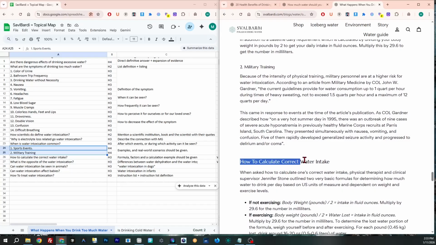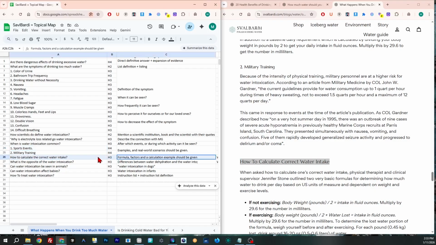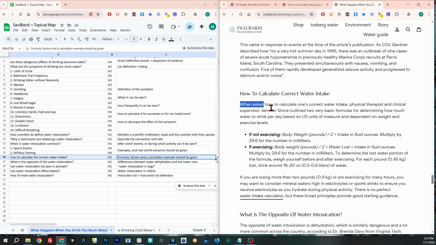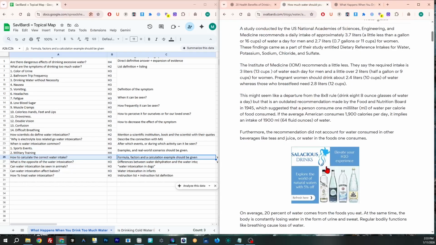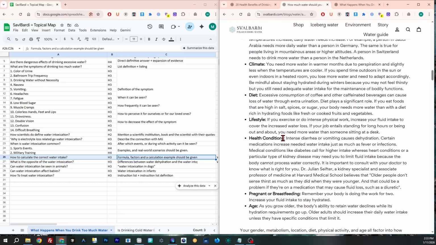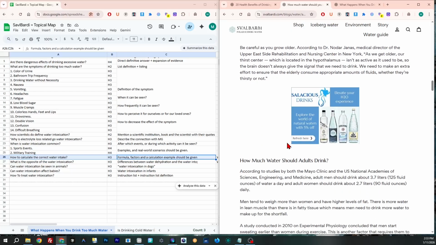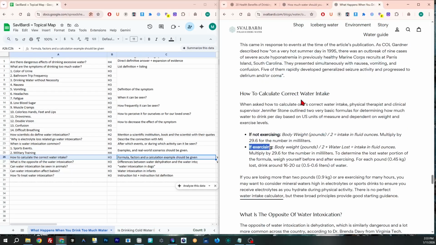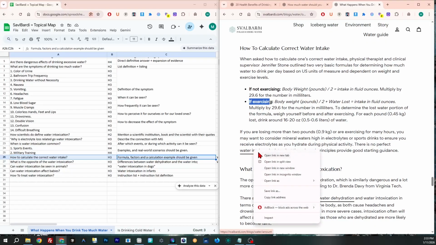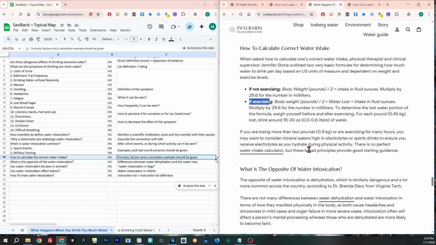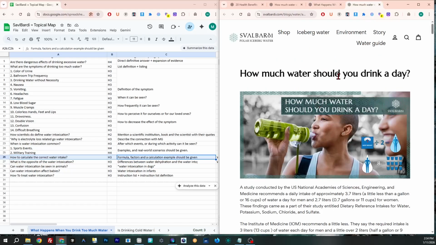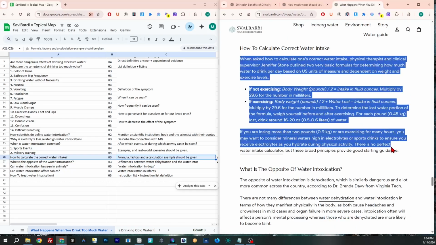Next, how to calculate correct water intake, that is the specific contextual vector. When asked how to calculate correct water intake, physical therapist and clinical supervisor Jennifer Stone, this is the most important entity. Again, here we give if not exercising and if exercising, which is relevant to this specific article. It is connected here with lifestyle exercise, and then it connects with this specific part. And again, here we give the context of the water intake calculator.